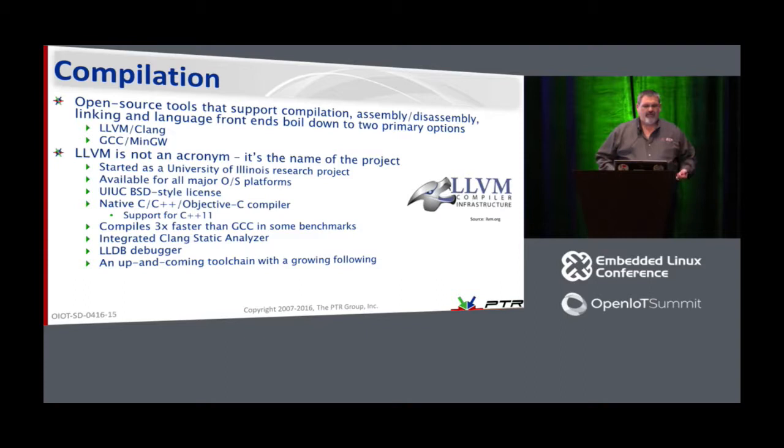It is definitely an up-and-coming tool chain. It does have a fairly decent debugger, the LLDB debugger. It has static analyzers built into it, the integrated Clang static analyzer. So this is a pretty good tool chain. It is not the tool chain that we see used by the Linux kernel at this point, nor is it the tool chain that we see used typically to build Android, let's put it that way. It is an up-and-coming tool chain, certainly one that should be considered. It does a great job of producing ARM code.